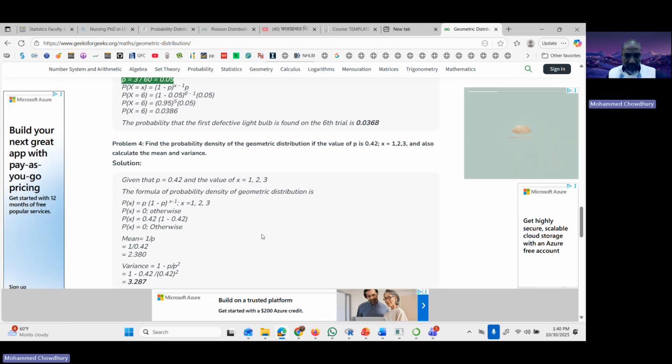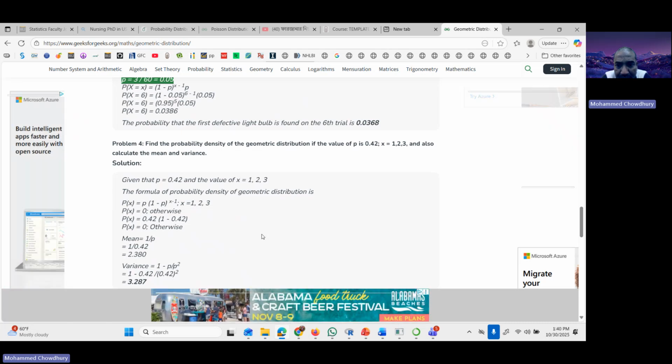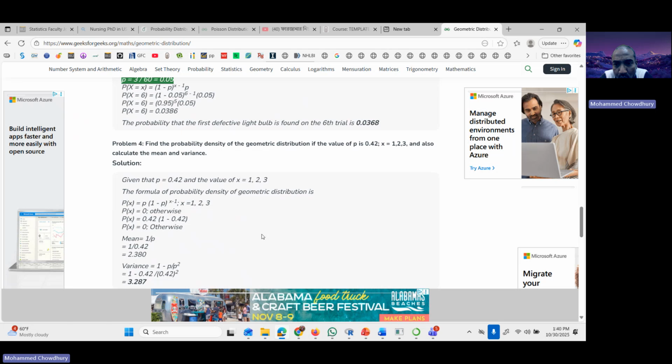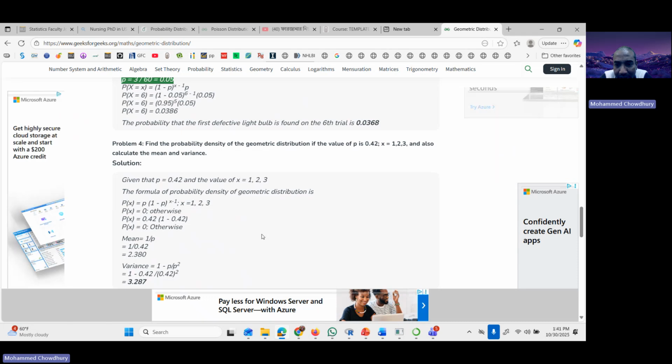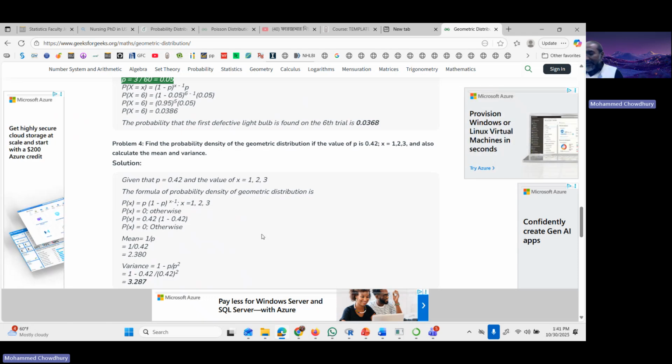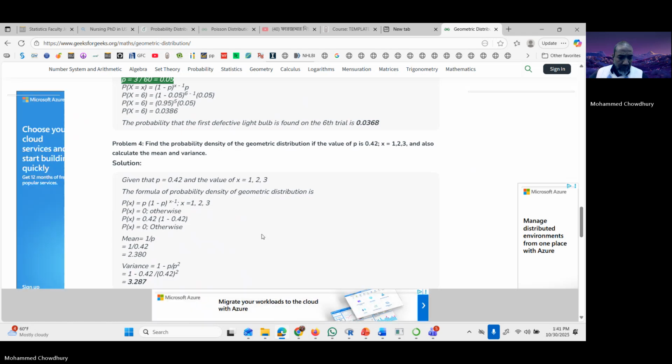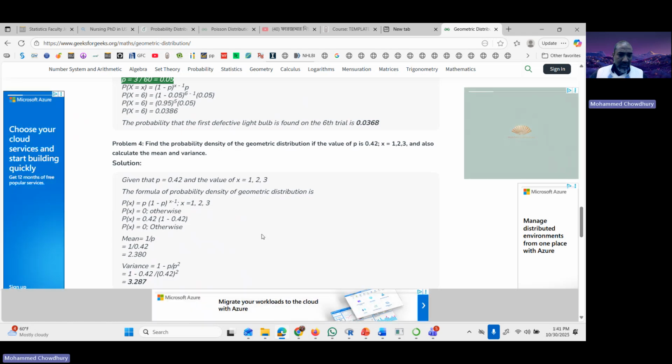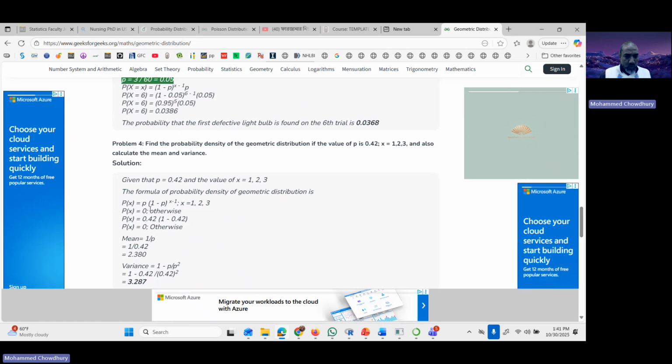Let me solve this one, then we will move to another one. Find the probability density of the geometric distribution if the value of P is 0.42 and X equals 1, 2, 3, and also calculate the mean and variance. Now, if X equals 1, 2, 3, then you can write here P times (1 minus P) to the power X minus 1, like this.